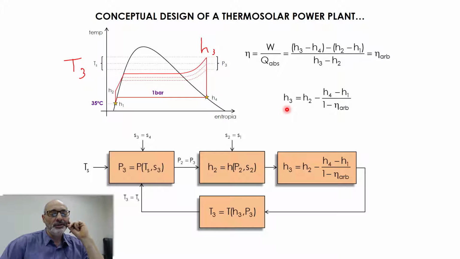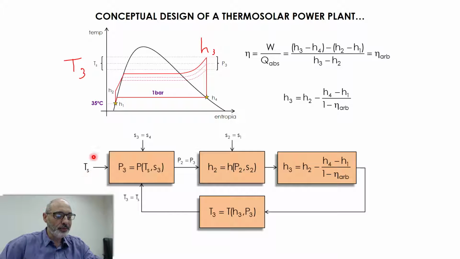From this expression here, I can isolate the enthalpy at 3. So H3 is equal to H2 minus H4 minus H1 divided by 1 minus the efficiency. As I think I already mentioned, I'm using the worst method in the world to solve this equation, which is successive substitutions. It's the worst, but it's the most commonly used. I already showed you more performant methods, but in this case this works well, so I wanted to show you the use of this method.